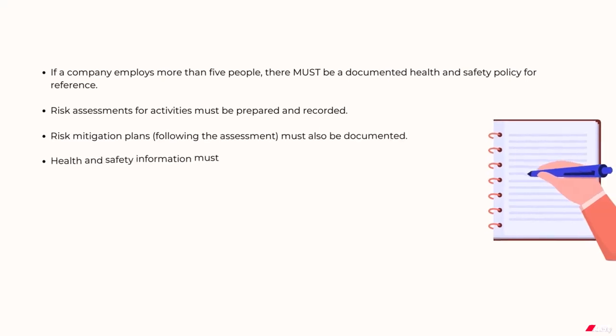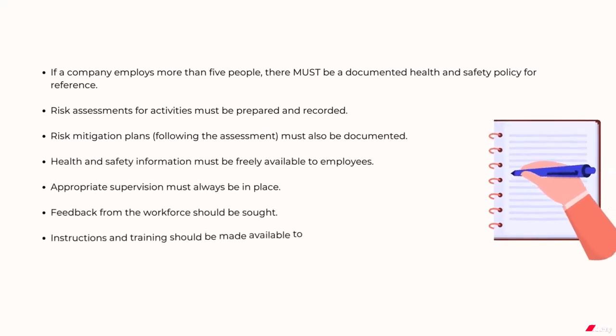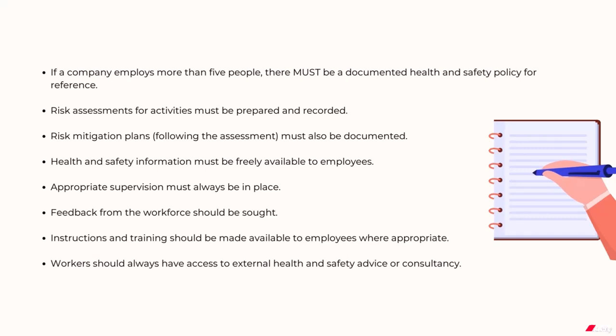If a company employs more than 5 people, there must be a documented health and safety policy for reference. Risk assessments for activities must be prepared and recorded. Risk mitigation plans following the assessment must also be documented. Health and safety information must be freely available to employees. Appropriate supervision must always be in place.